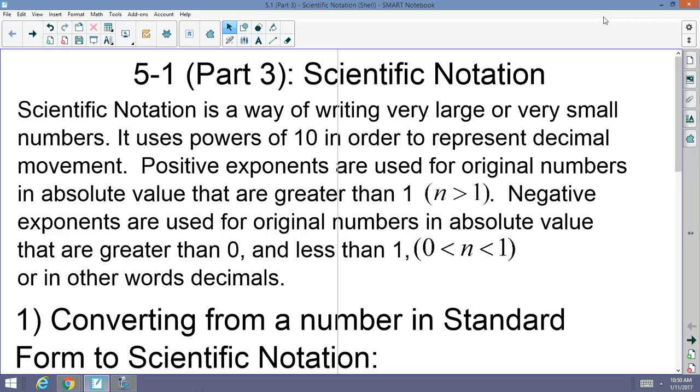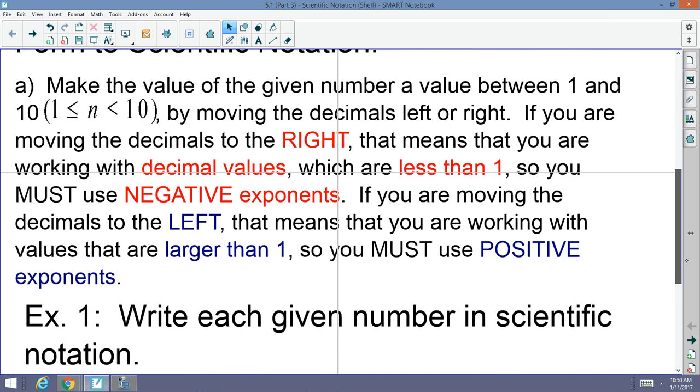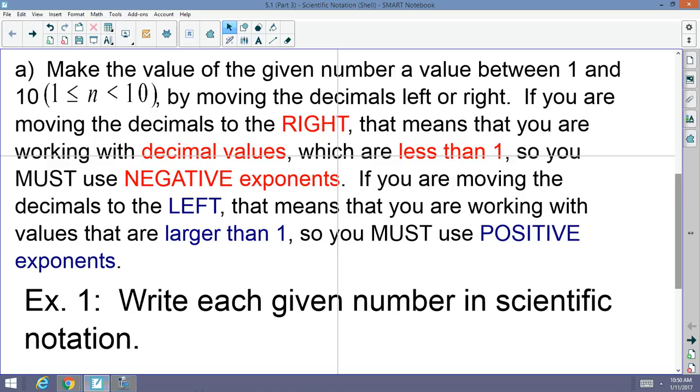Okay? How do we convert a number in standard form to scientific notation? Super simple. Listen to me, please. What you're first going to do, guys, is make the value of the given number a value between 1 and 10. No, I don't want it to be 10. I want it to be between 1 and 10. It can equal 1, but it cannot equal 10, by moving the decimals left or right.